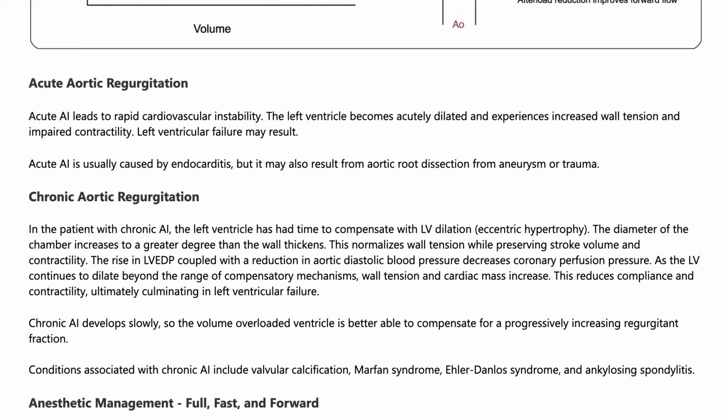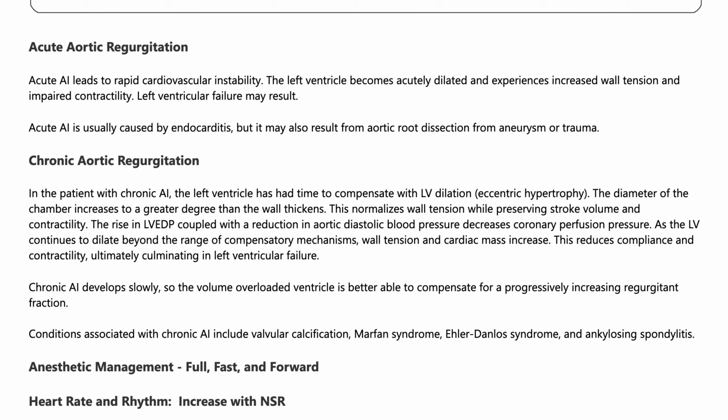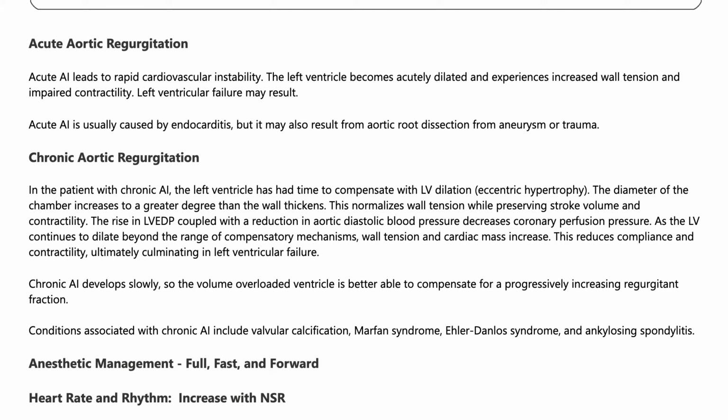Regarding chronic aortic regurgitation, in the patient with chronic AI, the left ventricle has had time to compensate with left ventricular dilation, such as eccentric hypertrophy. The diameter of the chamber increases to a greater degree than the wall thickens. This normalizes the wall tension, which preserves stroke volume and contractility.